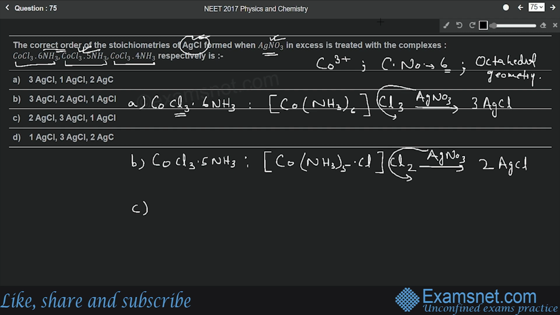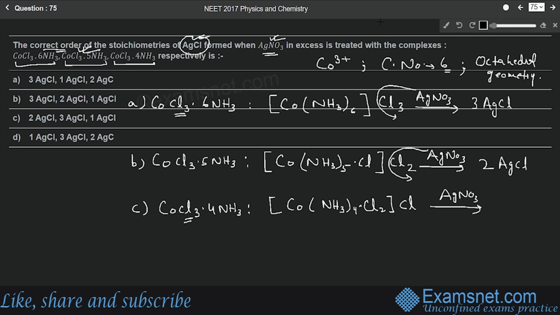Now in the third case we have CoCl3·4NH3. Now again this time we have only 4 ammonia molecules. So cobalt, then 4 ammonia molecules will be there. But the coordination number of cobalt is 6. So 2 more can be present inside the coordination sphere. So we'll take 2 chloride from here. Okay. 2 chloride. And how many chloride left? Only 1 left. So that will be written outside the coordination sphere. Now this time AgNO3 will extract only 1 chloride because only 1 is present here. Okay, so only 1 mole of silver chloride will be formed.